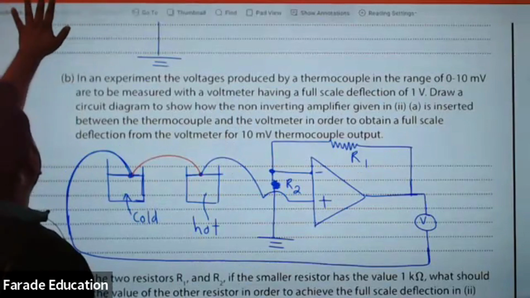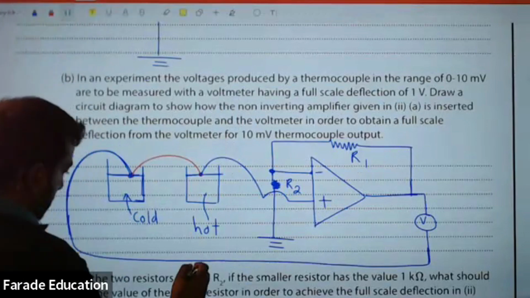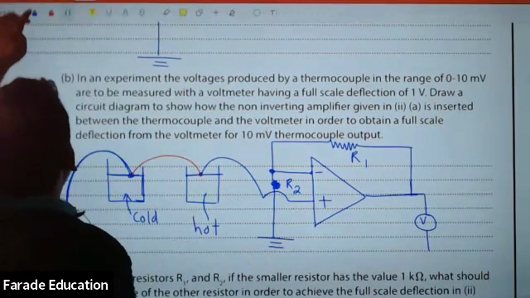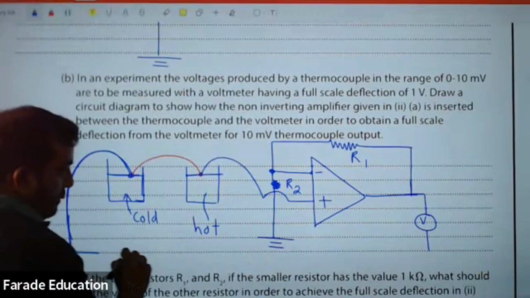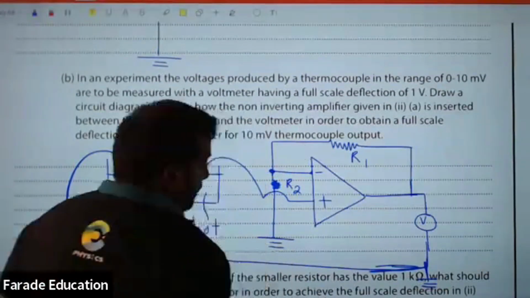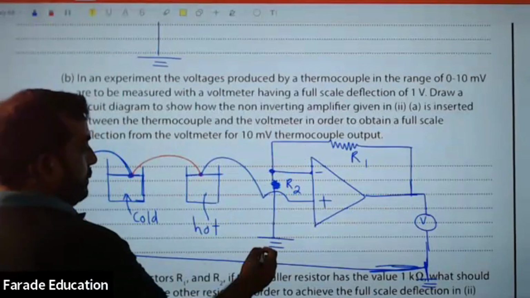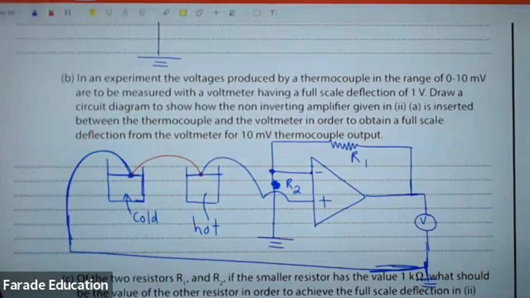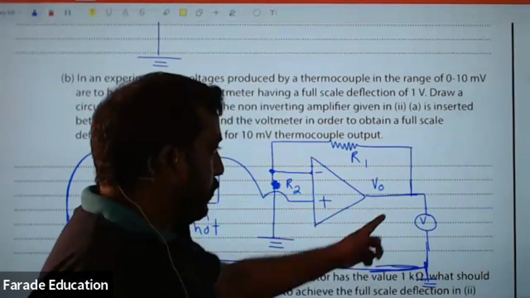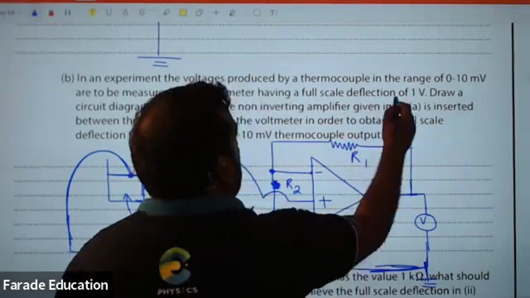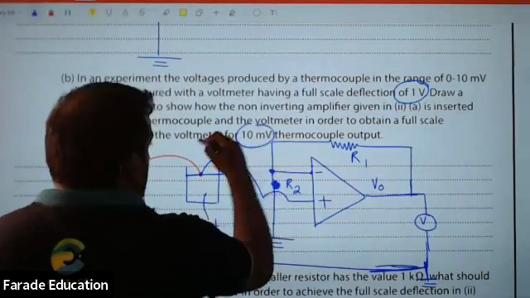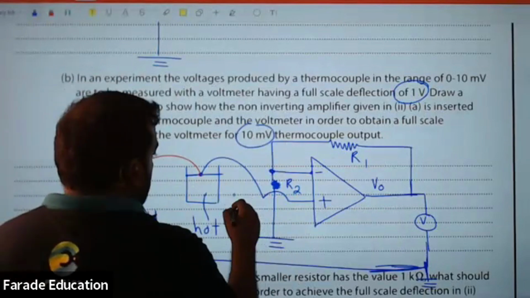To make this easier, we'll ground the circuit. Bring it here, grounded. This is also grounded. Either way, it's easy. Then we can just focus on the output here. What is the output here? Full scale deflection, 1 volt. The input is 10 millivolt.